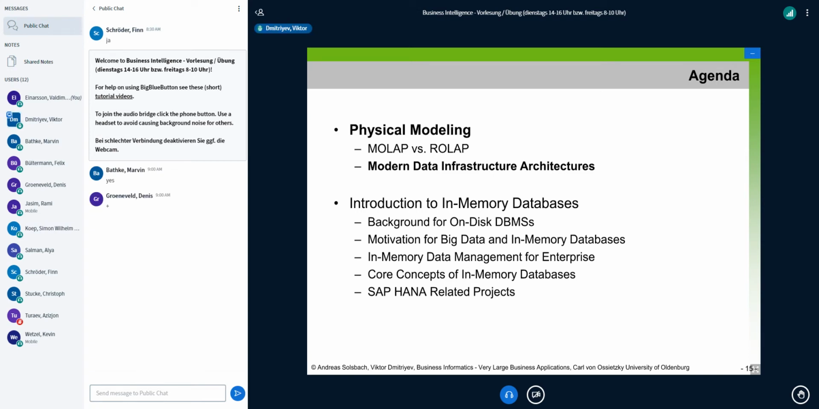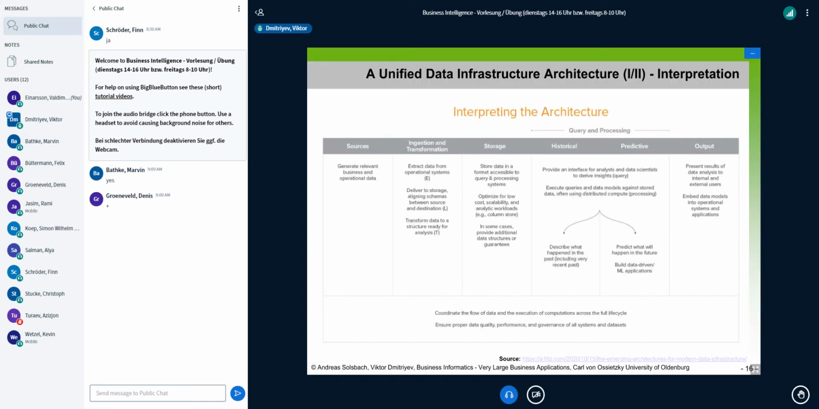Perfect. Okay. Then I would like to speak about something that I called modern data infrastructure architectures. We spoke about BI and the classical ways of looking at those topics, like star schema, relational database management systems, ETL tools. And I also just spoke about stream processing, but what about the current state? How is it, like, an up-to-date view?